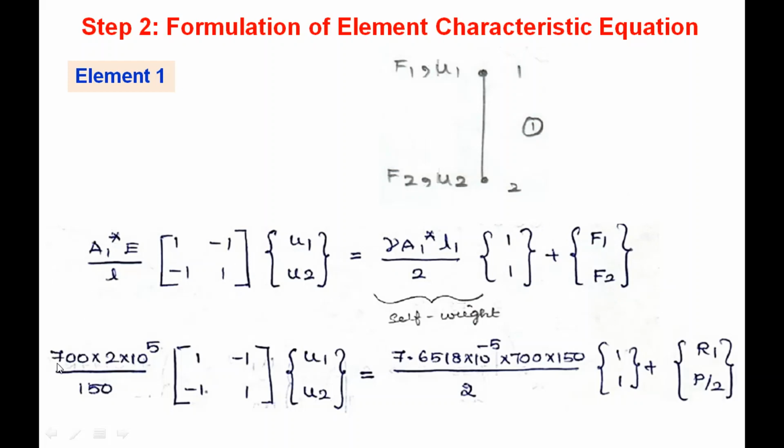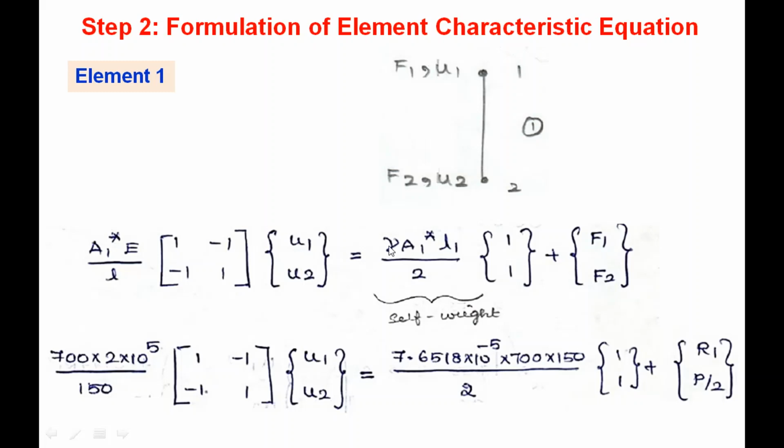Then we have to substitute all the given values. A1 star is calculated as 700 mm square. Young's modulus E is 2 into 10 power 5 meganewton per meter square, and 1 meganewton per meter square is equal to 1 newton per mm square. That is why it is written as 2 into 10 to the power 5. The length of the element is 150 mm. Then the stiffness matrix is multiplied by the unknown parameters U1 U2.